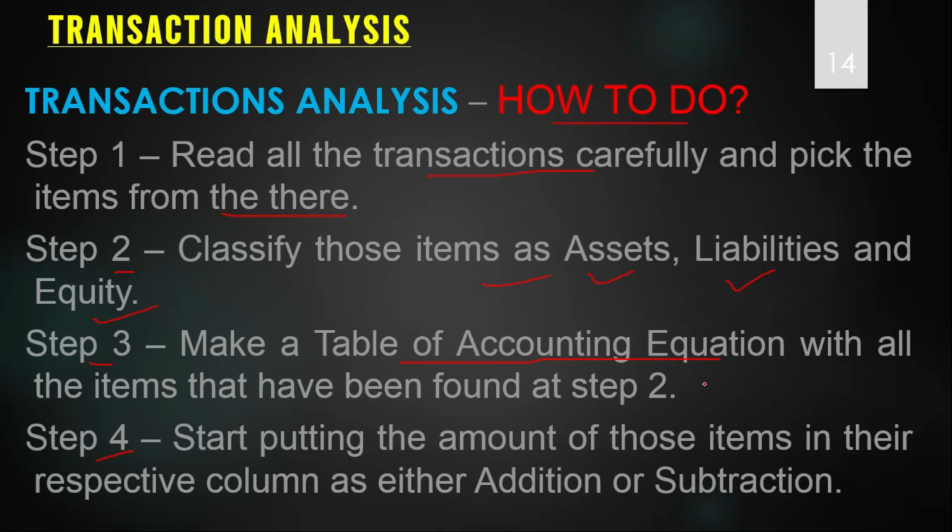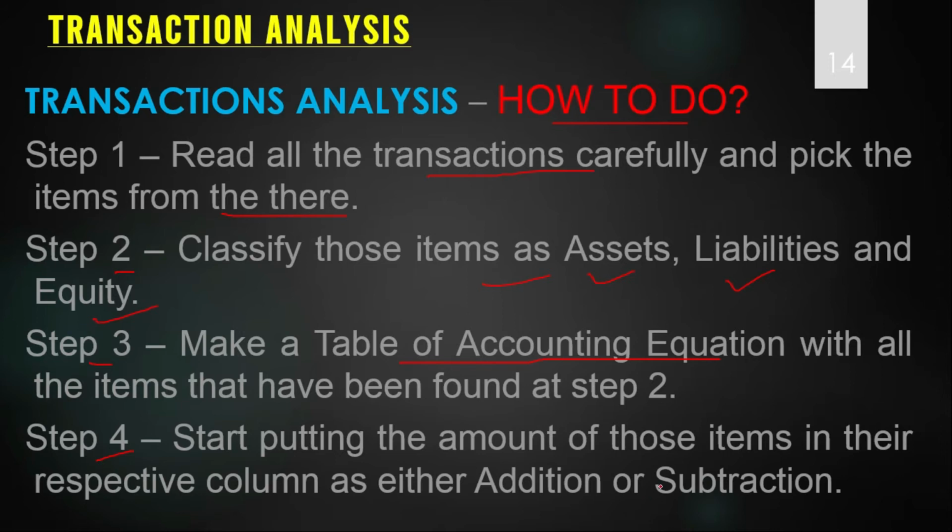Take the question and start from the first transaction. Take the first transaction and see what are the items in the first transaction. Now check whether these items are increasing or decreasing. If any item is increasing, go to that column and write a plus. If any item of the transaction is decreasing, go to that column and write a negative. That's it. Finally, you will find the ending balance of all the columns. The ending balance of all the columns will show you the accounting equation at the end of the month.